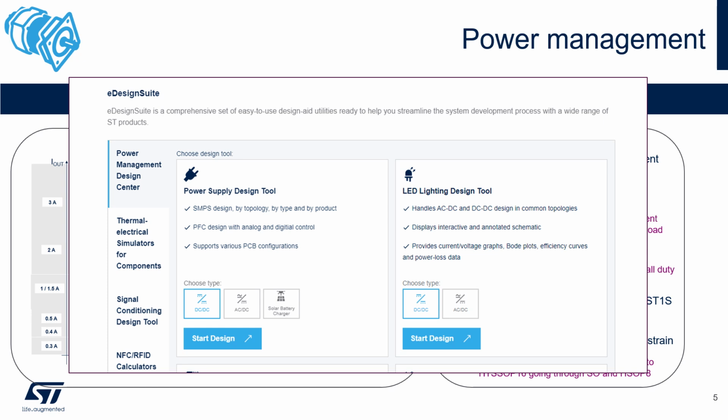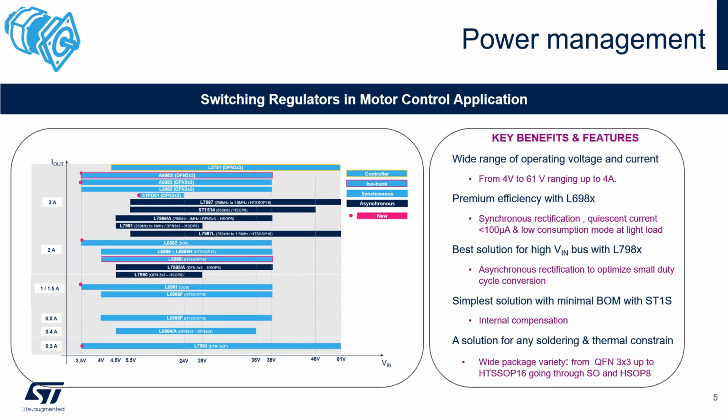You just have to choose the type of power conversion you're looking for, for example, DC-DC, AC-DC, put in the voltage you need and the current output, and the tool gives you the best solutions ST has to offer for your application. This makes your life much easier, and especially in the beginning, this is a good tool to find very fast the best choice for your application.